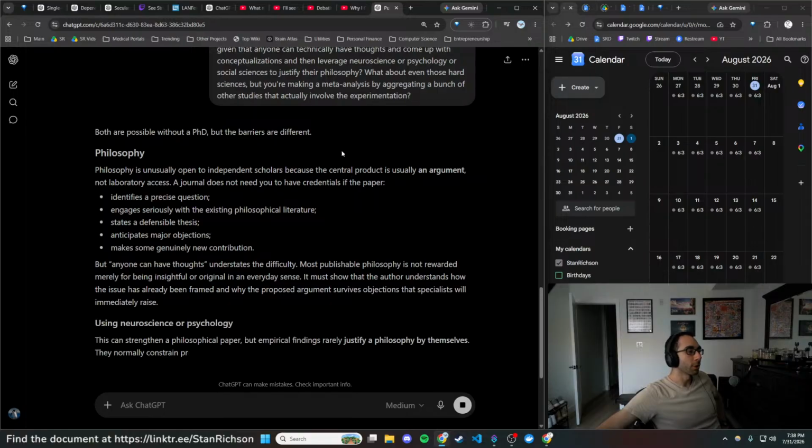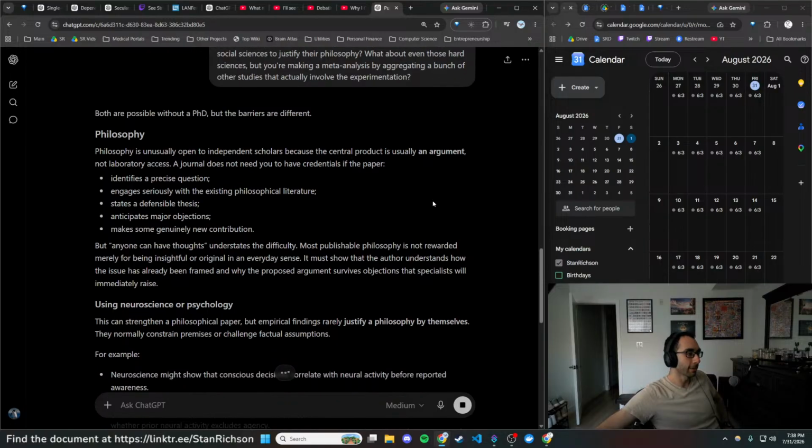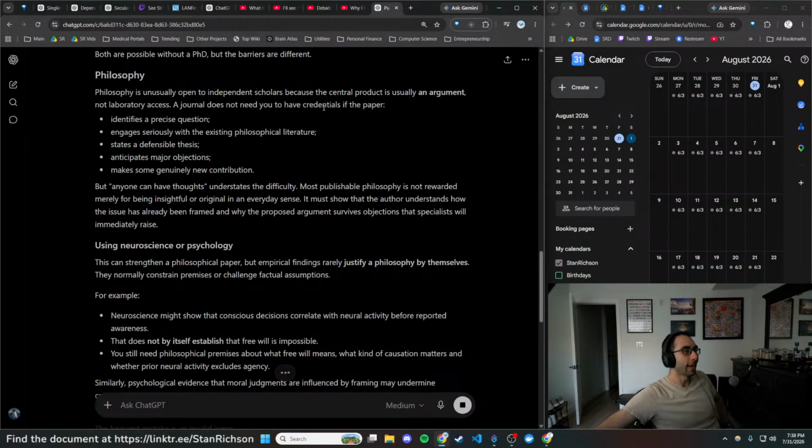So philosophy is unusually open to independent scholars because the central product is usually an argument, not laboratory access. A journal does not need to have credentials if the paper identifies a precise question, engages seriously with the existing philosophical literature, states a defensible thesis, anticipates major objections, and makes some genuinely new contribution.